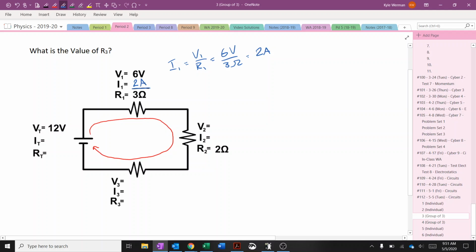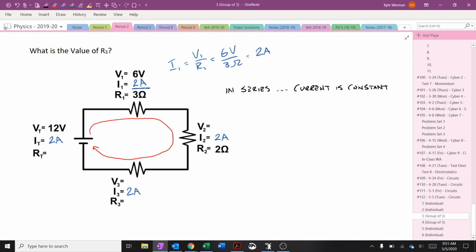However, since I'm in series, right, we know that in series, the current is constant. That's a known fact about series. So because I know now what I1 is, I can immediately write in that I have 2 amps everywhere. All right, and now I'm a step ahead.